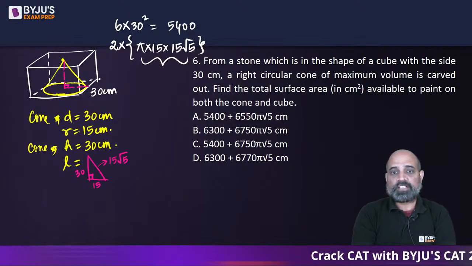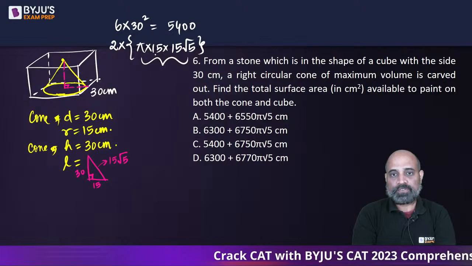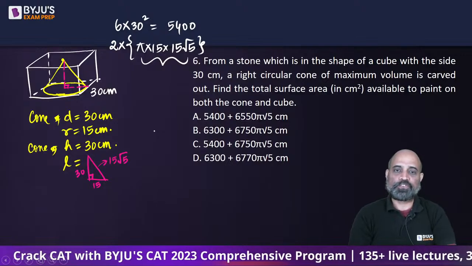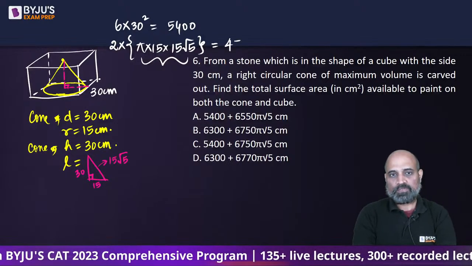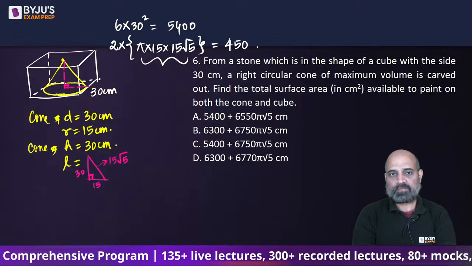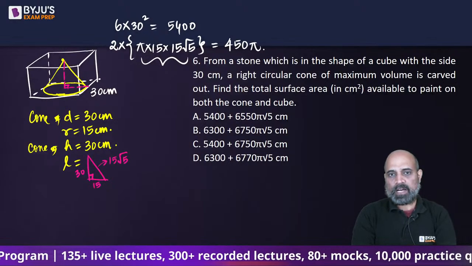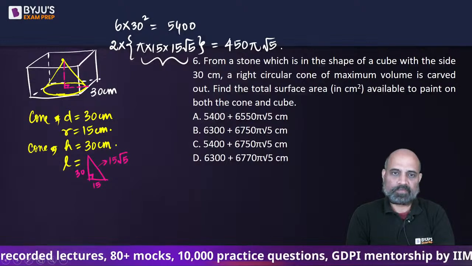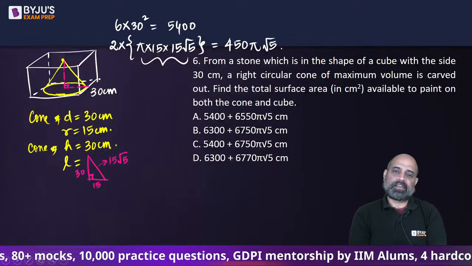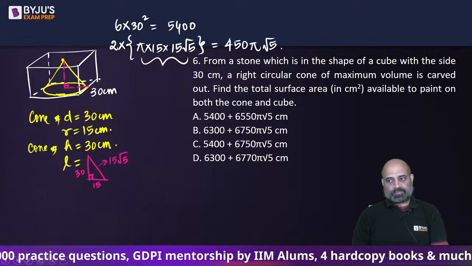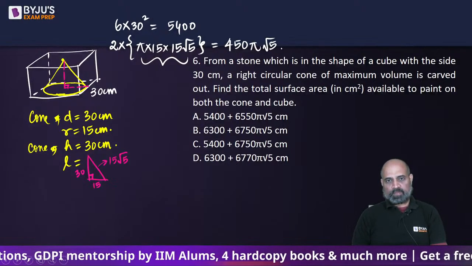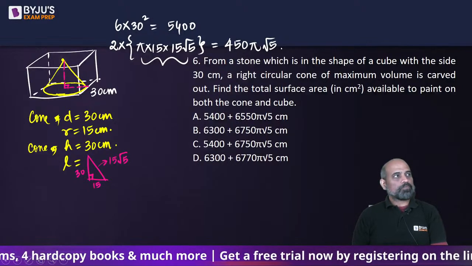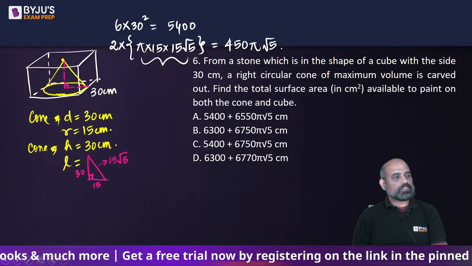So this is going to result in 225, right? 15 square is 225. 225 into 2 is 450. 450 pi root 5. pi r L. Right? Pi r square plus pi r L.